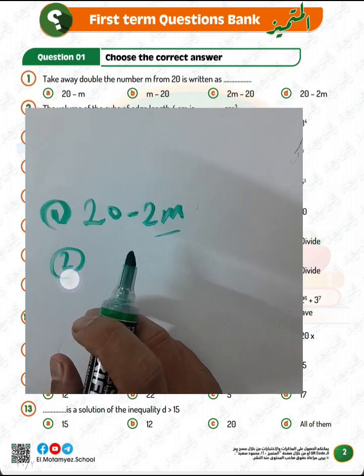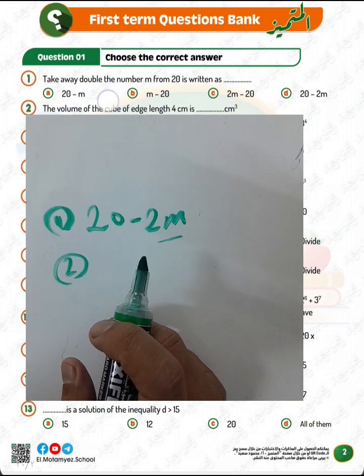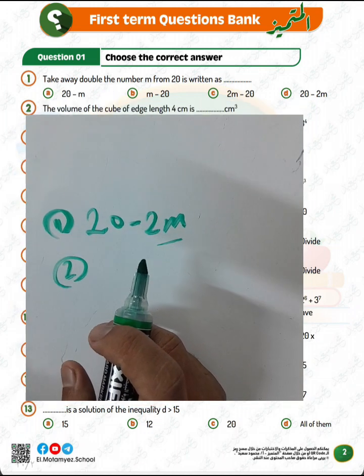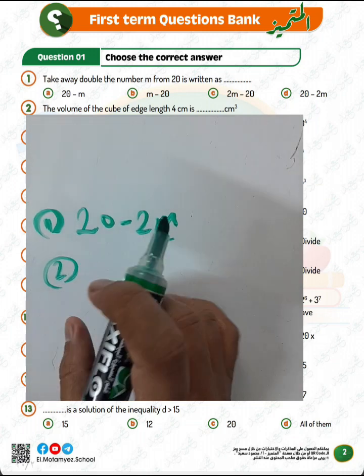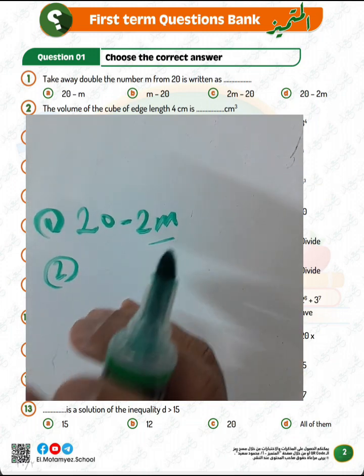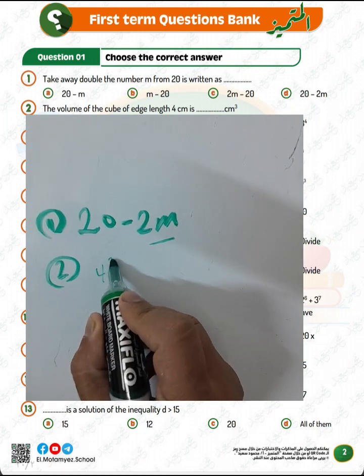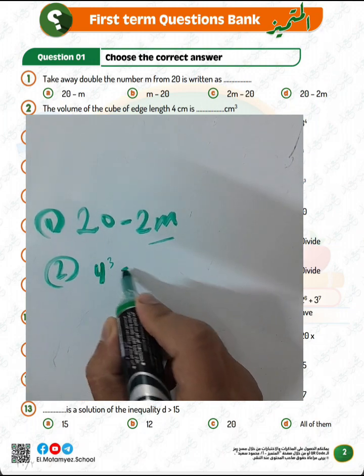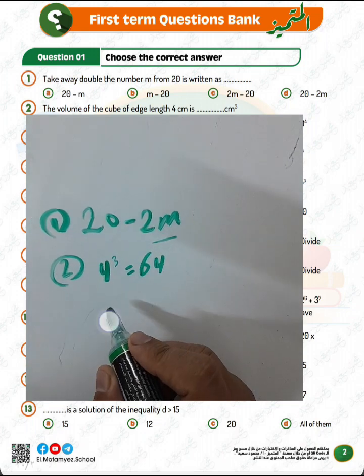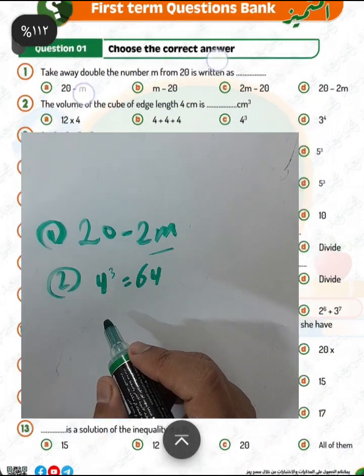Question number 2. The volume of the cube with each length 4 centimeters. Volume means side by side by side. It will be side power 3. The cube of side 4 power 3. The result will be 4 power 3, which is 64.